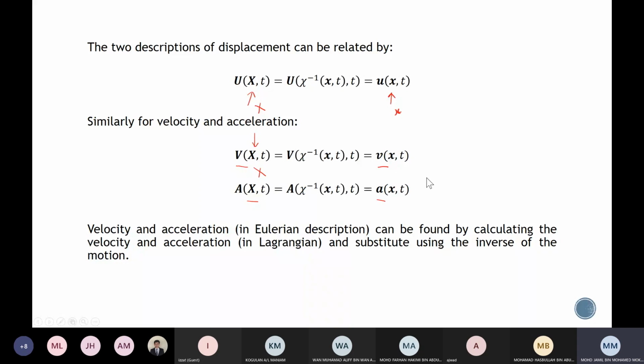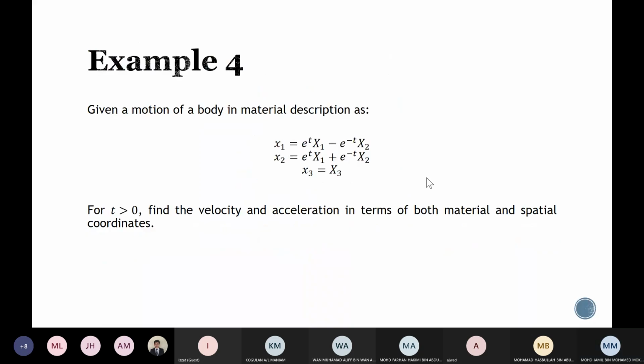So let's look at an example. Given a motion of a body in material description: x1 equals exponent t big X1 minus exponent minus t big X2. Small x2 equals exponent t big X1 plus exponent minus t big X2. x3 equals big X3. Assume t is bigger than 0. Find the velocity and acceleration in both material and spatial coordinates, or in Lagrangian and Eulerian description.